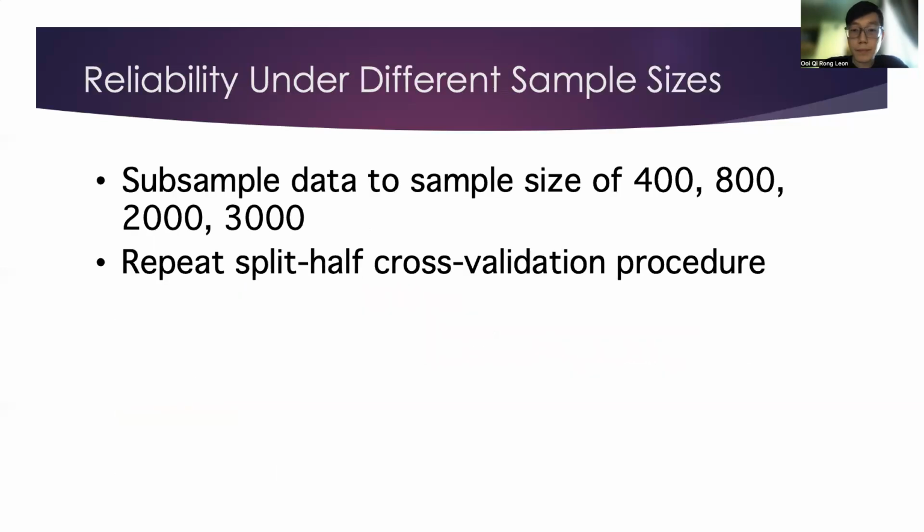We additionally tested the reliability of the models using different sample sizes. So the 5,000 participants were randomly subsampled into smaller sample sizes of 400, 800, 2,000, and 3,000. The split half cross-validation procedure was then repeated for each of these subsample sample sizes.